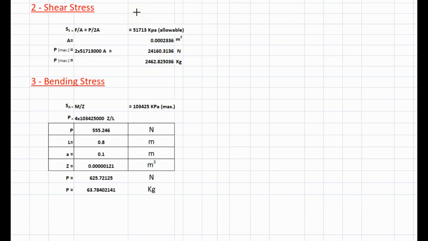Now we'll do the calculation for shear stress and bending stress using the point load method. Then the maximum allowable duct weight for this angle is 2462 as per shear stress, and as per bending stress, the maximum allowable duct weight is 63.7 kg. Both these values are more than our duct weight. So as per shear stress and bending stress values also, this angle is safe for this duct support.